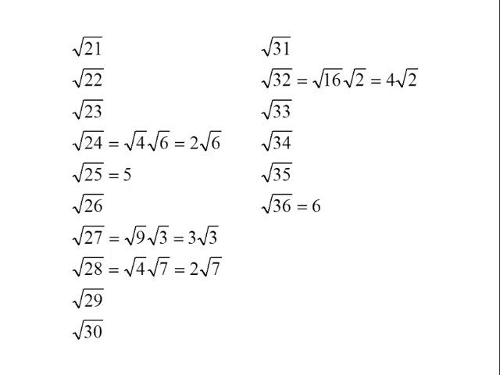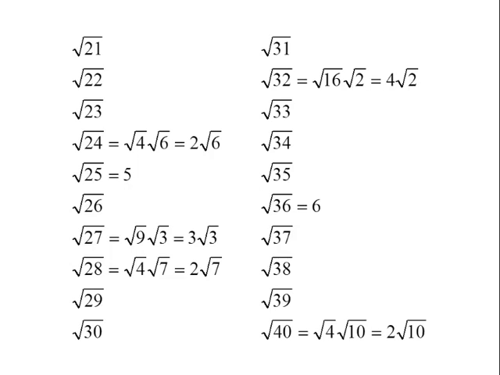Square root of 36 is a perfect square. 6 squared is 36, so therefore the square root of 36 is equal to 6. 37 is prime. 38 is 2 times 19, no perfect square factors. 39 would be 3 times 13, no perfect square factors. Square root of 40 has 4 as a factor, so square root of 4 times square root of 10 gives me square root of 40, and that simplifies to 2 radical 10. 41 is prime. 42 is 2 times 3 times 7, no perfect square factors.